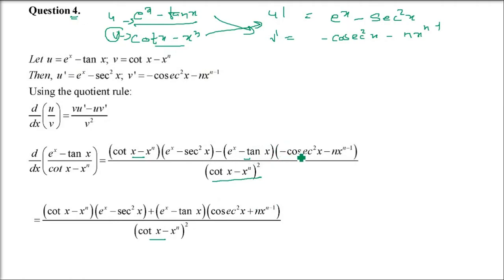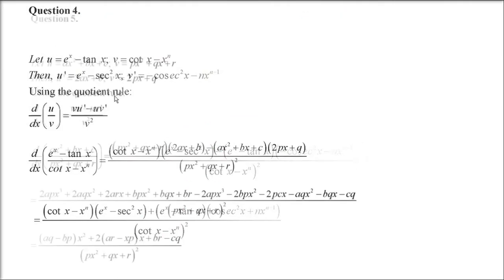Just take common negative from here. So you can take minus from here, it will be plus, and this minus you can bring it here in the middle one, and it will be plus. And this is the final answer. You don't have to multiply and try to simplify. This is the answer here.